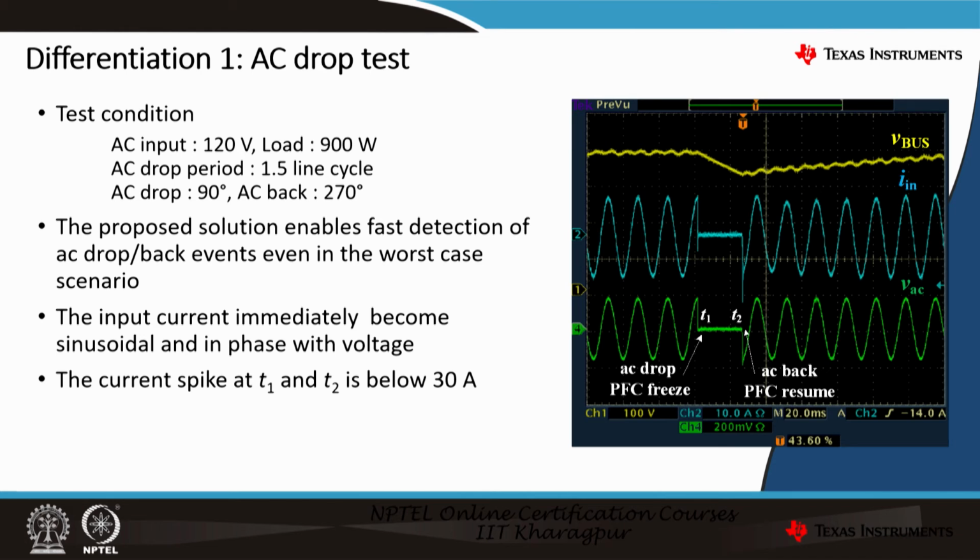Moreover, what you can see here is the current spike at T1 and T2, that is basically when the dropout event occurs, when the PFC freezes, and when the PFC resumes back. You can see that the current is also below a certain limit. Definitely, the bus voltage that you see here, the yellow colored trace, will start reducing because there is no input voltage V grid available. It will slowly come down to 0 if the drop condition remains for too long.